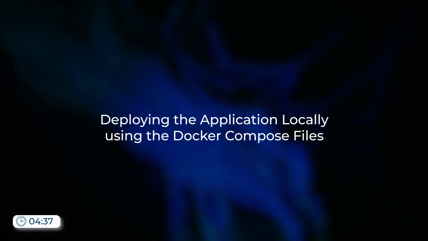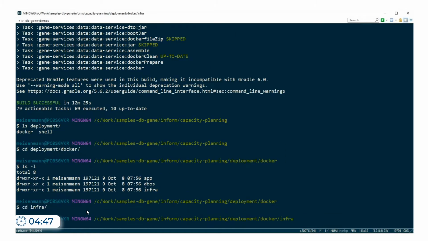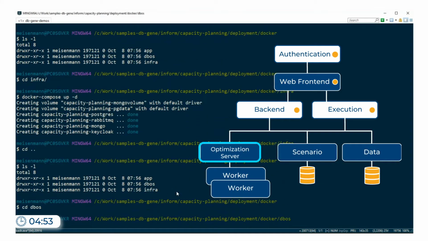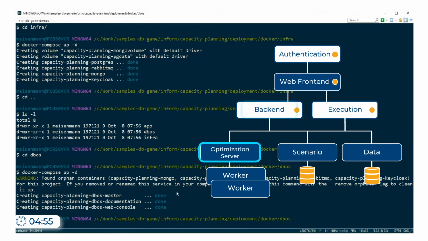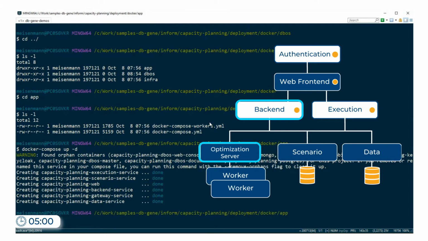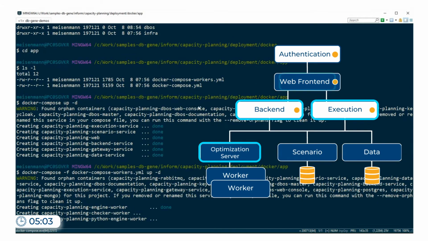I will now deploy my application locally on my machine using the Docker Compose files that I generated a couple of minutes ago. I will use the Docker Compose command to run all the generated services: the optimization server, which handles the CPU-intensive computation, the backend service, which is used to run short data processing tasks, the execution service, the web UI, the data service, and the scenario service. The application deployment through Docker Compose took me about 5 minutes.